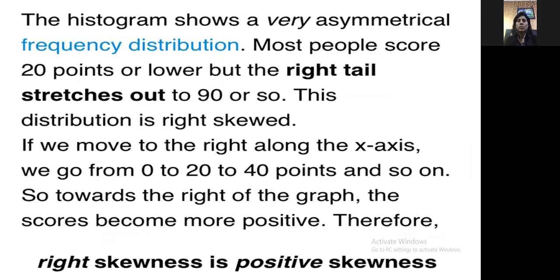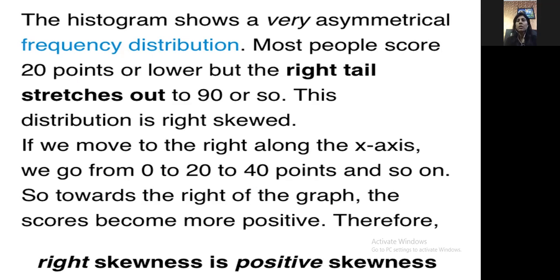What is this distribution curve showing? This histogram is showing an asymmetrical frequency distribution, which is giving the information that most of the people have scored 20 points or lower, but the right tail stretches out to 90. And this distribution is therefore showing a right skewness, because the data is falling towards right. So this distribution is right skewed.